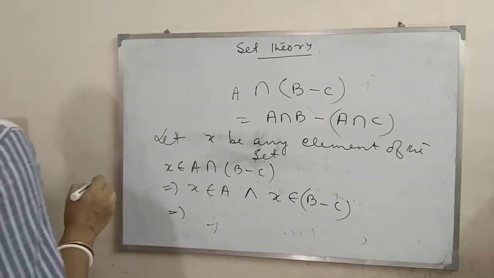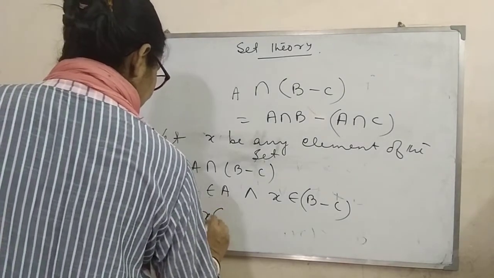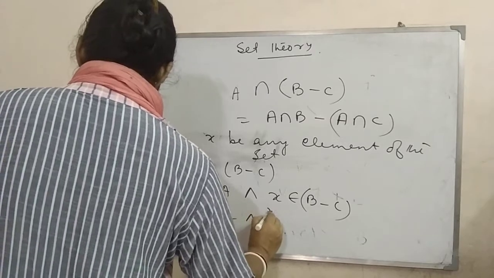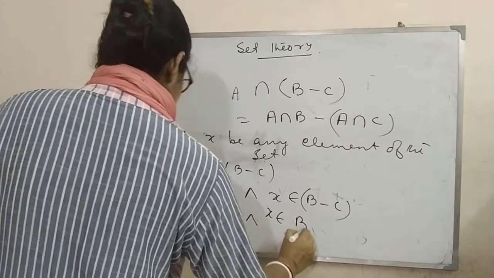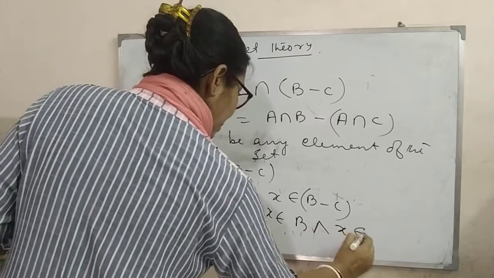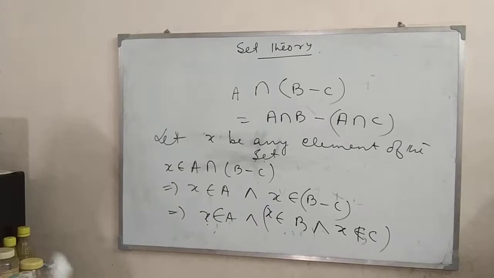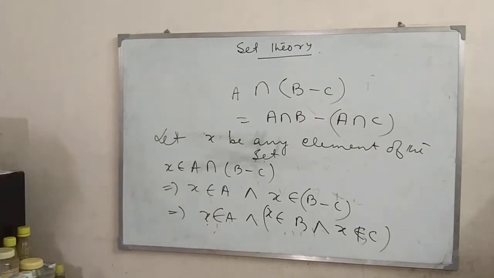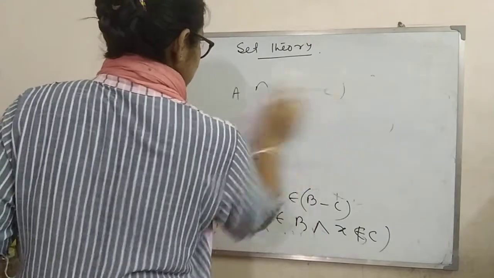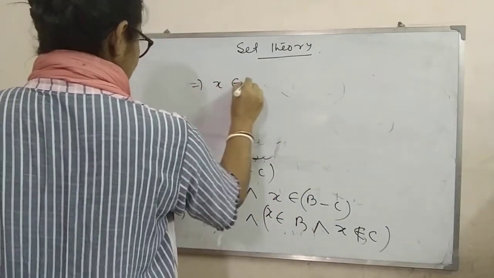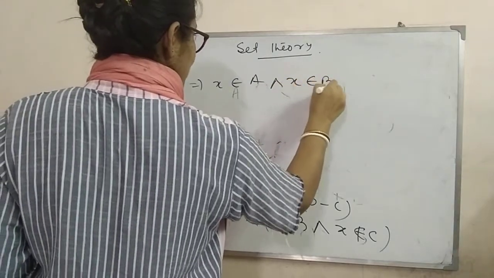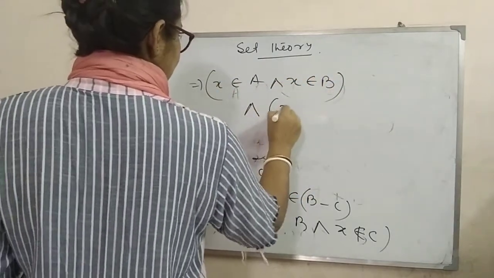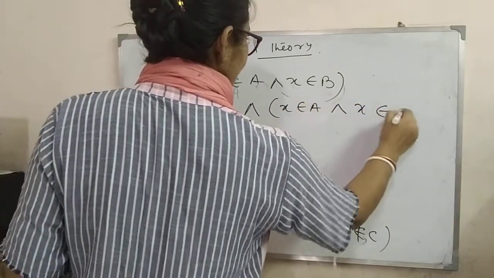That means X belongs to A and X belongs to B and X not belongs to C. B minus C means X belongs to B, X not belongs to C. That means X belongs to A, X belongs to B, and X belongs to A and X not belongs to C.